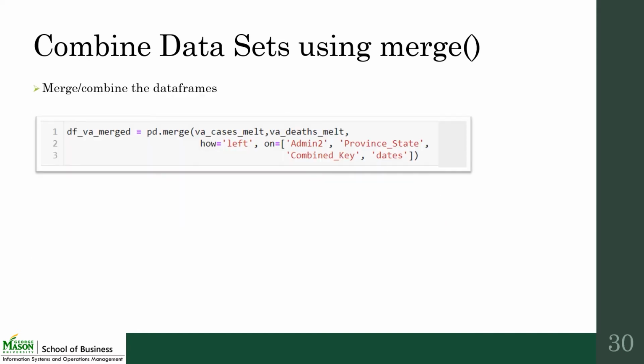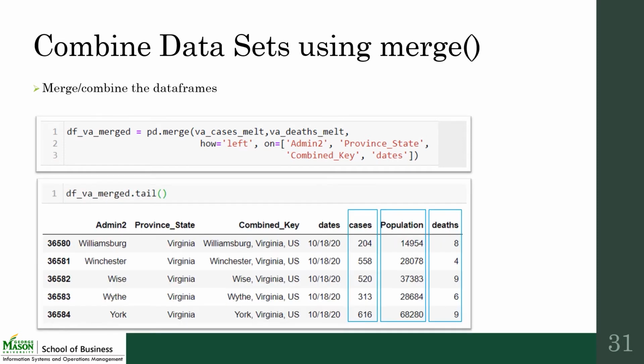The first cell shows the merge function being assigned to a new variable, df_va_merged. The merge function has two positional arguments, which represent the two data frames to merge. The how parameter is assigned the argument value left, meaning to match the common columns from the va_deaths melt data frame to the va_cases melt data frame, which is the first positional argument in the function. The result of the merge function is shown here, which now shows one data frame that contains not only the reported cases, but also the reported deaths, as well as the population, making it easier for data analysis.